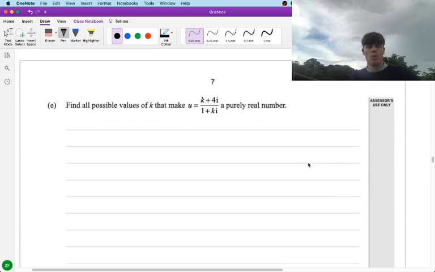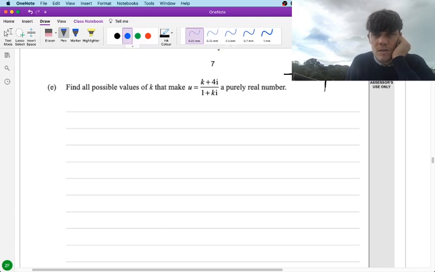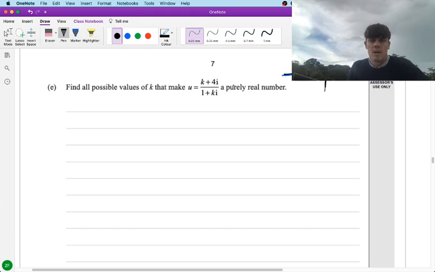So let's see if there's any more questions in this. Okay, cool. Find all possible values of k that make u equals k plus 4i over 1 plus ki a purely real number. So let's just remind ourselves what purely real numbers look like in our complex plane. So we've got imaginary up here and we've got real here. All of these, this whole line here, is all positives, but they only care about purely real, so we include 0 and all the negatives. So we're just looking for this blue space here. Okay, let's have a go.